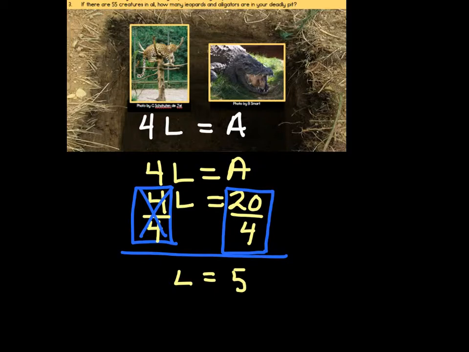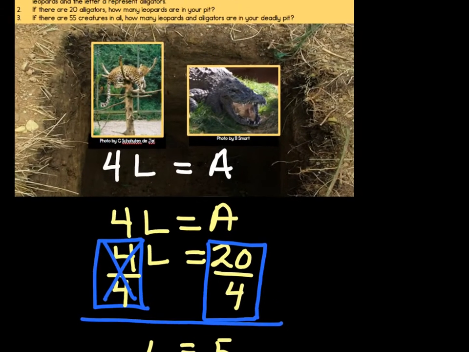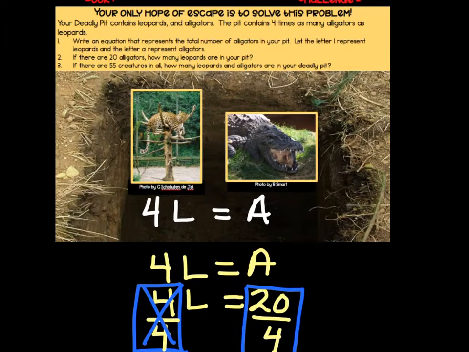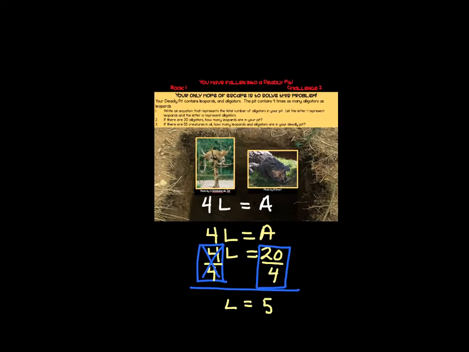Alrighty, my friends, now we're on to the final step here. And I love this, and I'm going to tell you why, because it's really cool. All right, so you got to figure out there's 55 creatures in all in this deadly pit down here in the dark, dark depths, right? And there's 55 creatures. How many leopards and how many alligators are in the pit, right? Well, here's what we're going to do.